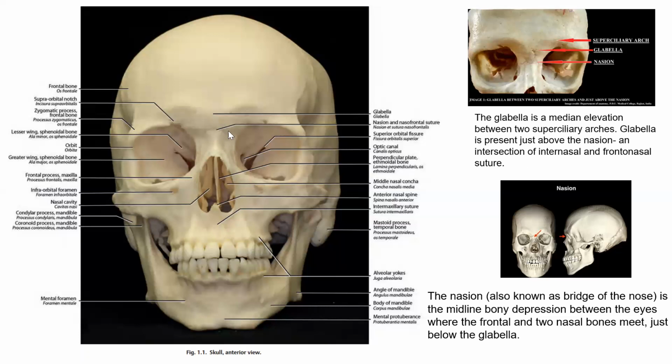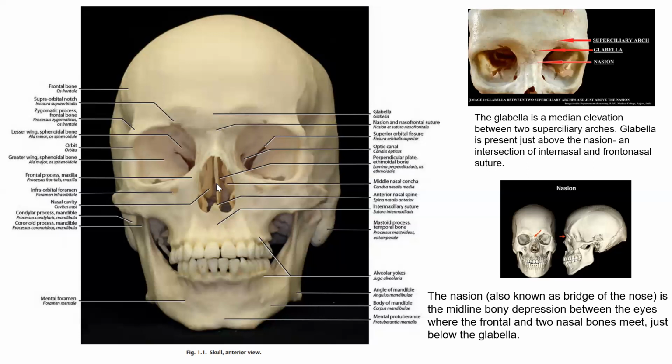This is the superior orbital fissure that is located between the lesser and the greater wing of the sphenoidal bone. And going to the middle, you can see over here, this is the optic canal for the optic nerve. This is something that you should know about.